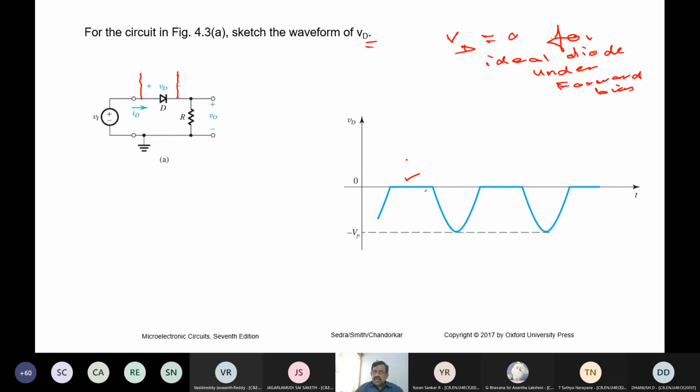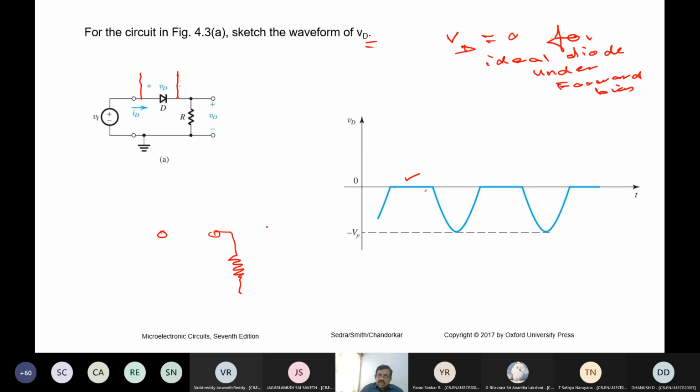When it is not conducting, which means when it is open, I told you when it is open, there won't be any current flowing through it. Okay, there won't be any current flowing through it. So how will the circuit be? It will be like this.